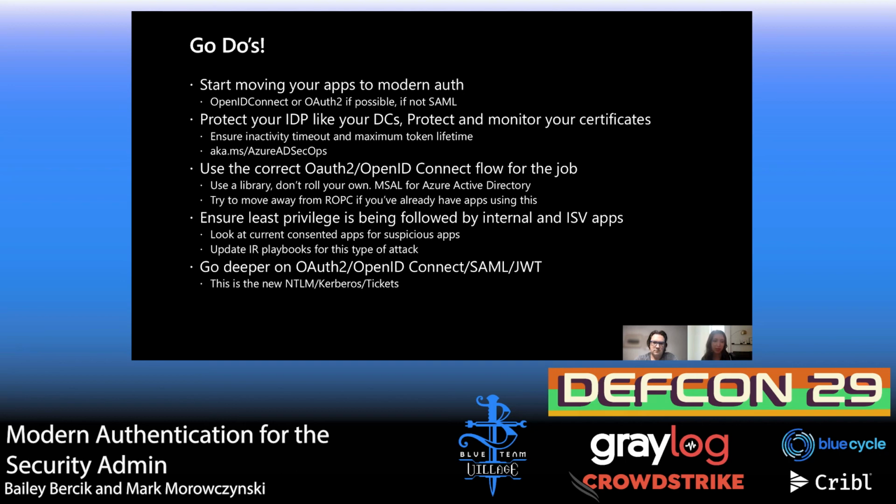The third thing that we really want to stress is that you should use the correct OAuth 2 or OpenID Connect flow for the job. So Mark went through several different flows. Look into those and determine what's best for your situation. Also, encourage your developers to use a library and not to roll their own. Just like Mark mentioned, how you wouldn't want them creating their own cryptographic algorithm, you don't want them to roll their own libraries. In addition to that, move away from ROPC if at all possible, because the whole purpose of using modern auth, one of the big selling points, is that you are not exposing that user's credentials. So if you already have apps using ROPC, try to move over to a different flow.